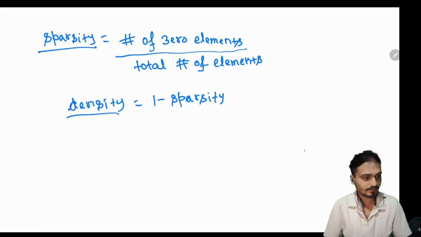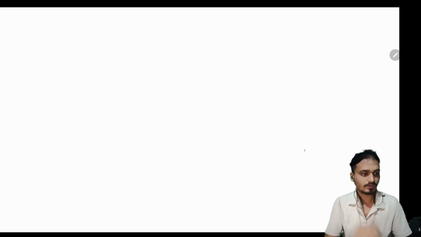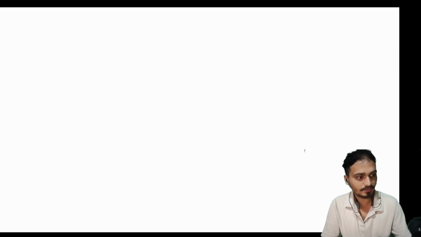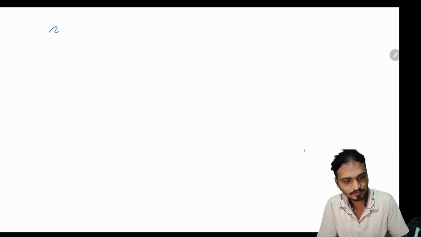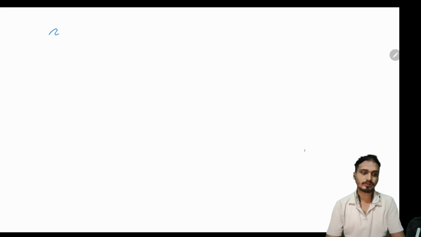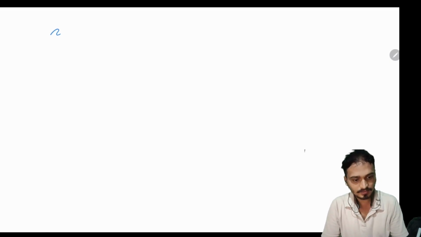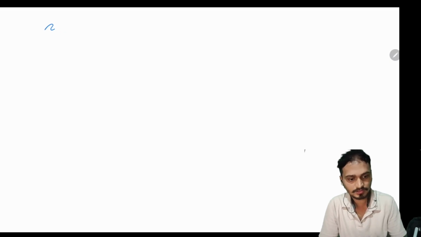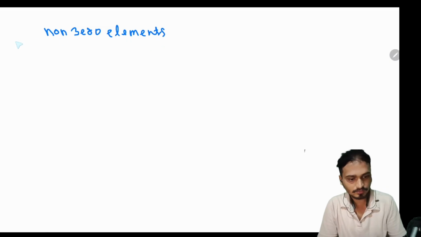Now let's see, can we in some way reduce the space complexity over here? Let's see a way how we can reduce it. Since we know that most of the values are zero and very few are non-zero, why not represent it in some different way? Why not store only the non-zero elements instead of storing all of them? So instead of storing all, here we store only non-zero elements.